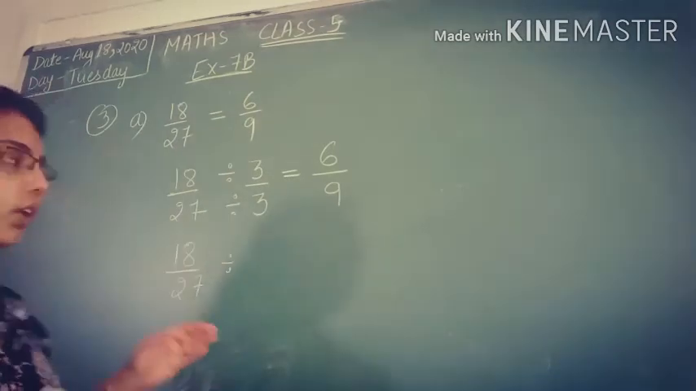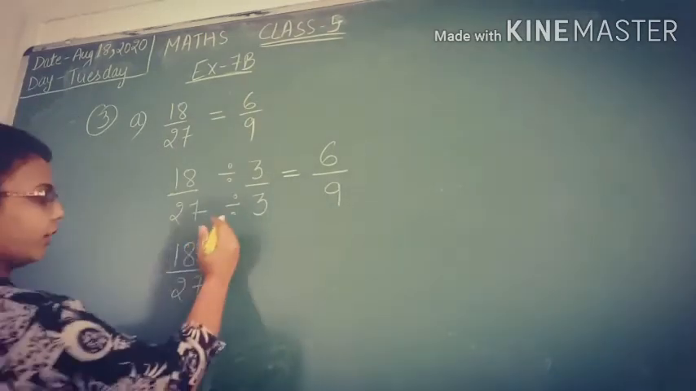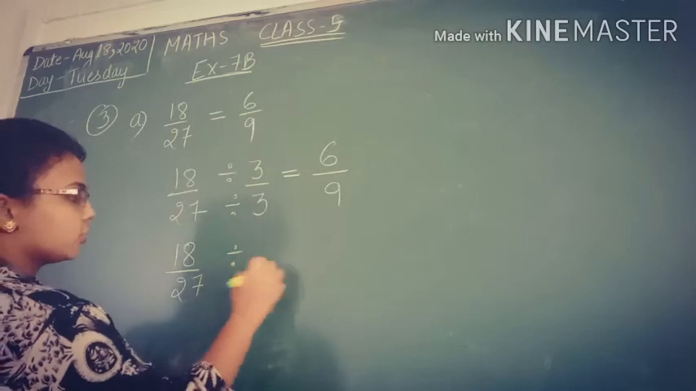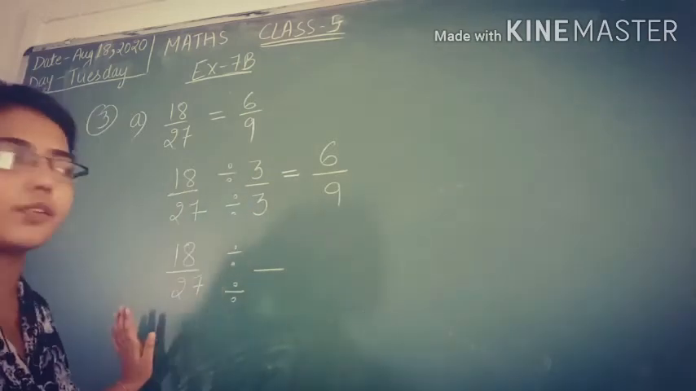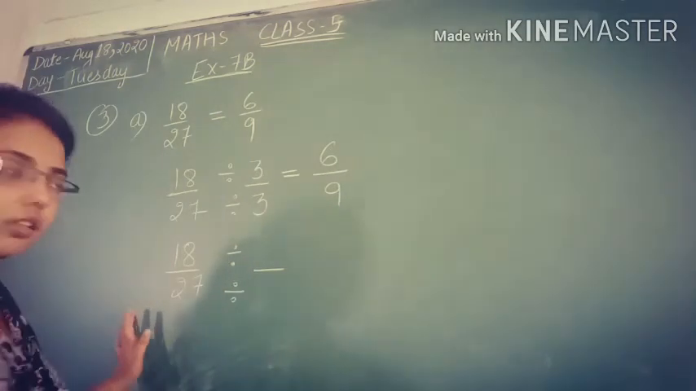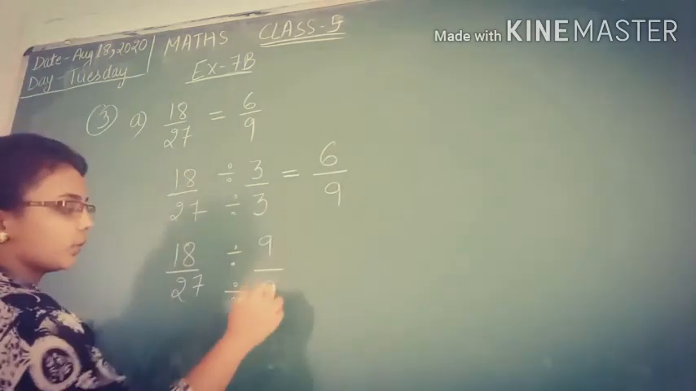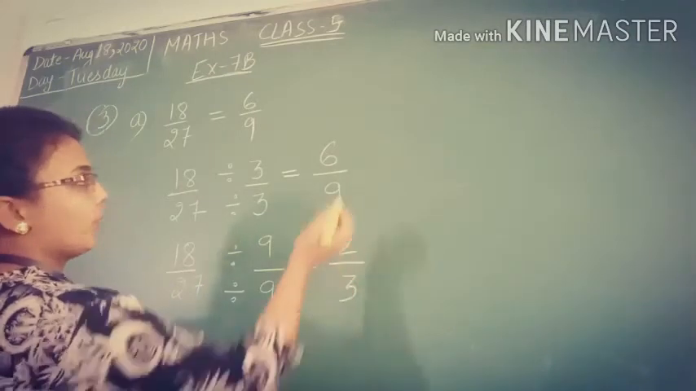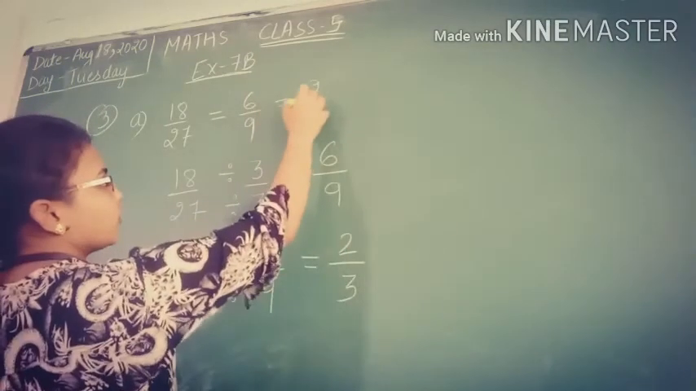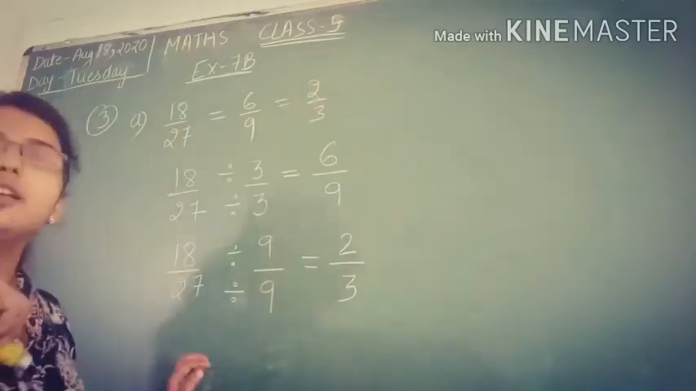Now next, let's divide the numbers with another number. So Zara, just tell me which is the next number in which 18 and 27 both come. I think 9 is the number. So let's divide the numbers with 9. So what you will get? 9 into 18 is 2 and 9 into 27 is 3. So the next fraction which I got is 2 by 3.